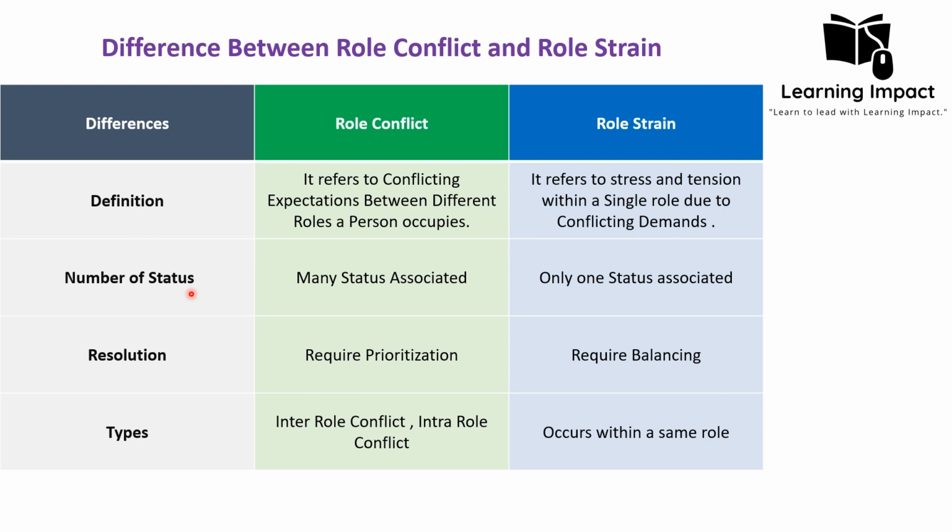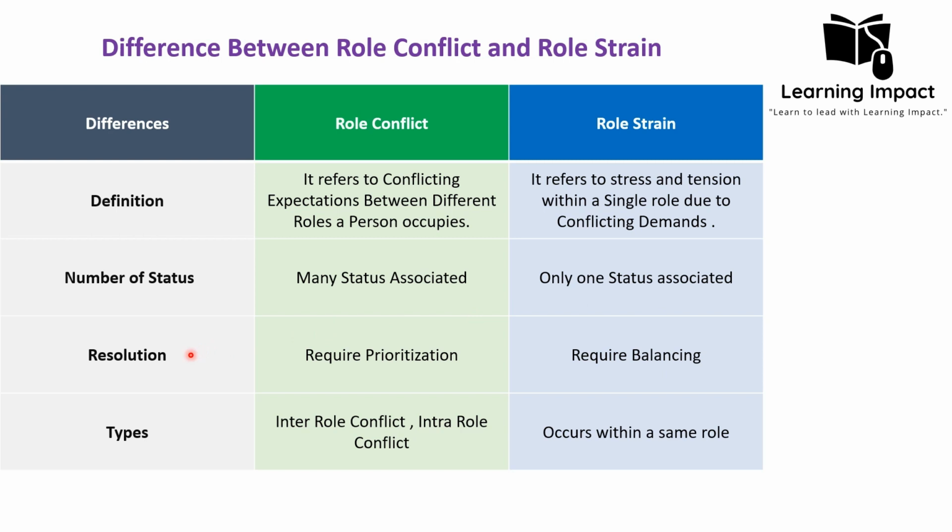Now, what is the main difference between role conflict and role strain? In the case of role conflict, many statuses are associated with it. As we discussed, a man who is a father, husband, and policeman has three different statuses. But in the case of role strain, only one status is associated. As we discussed, a student is only one status. But within that one status, the single role is further classified into sub-roles, which leads to pressure and stress, called role strain.